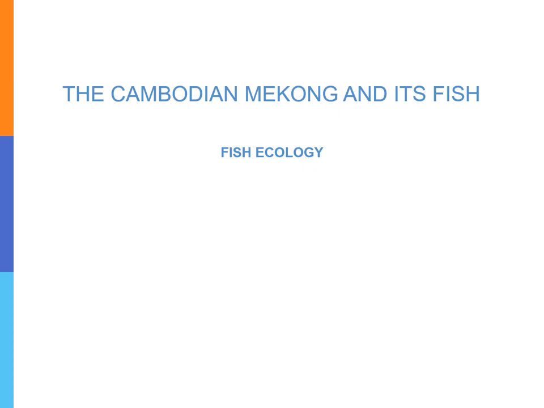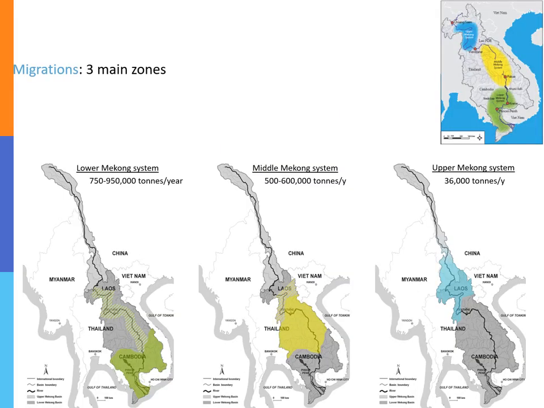In terms of ecology, I mentioned migrations already, and there are three main migration zones in the Mekong. In the lower Mekong system, represented here in green, passing partly through Khone Falls and extending a little bit up to Vientiane, the production is huge, with more than 700,000 tons, 700 to 900,000 tons of migratory fish.